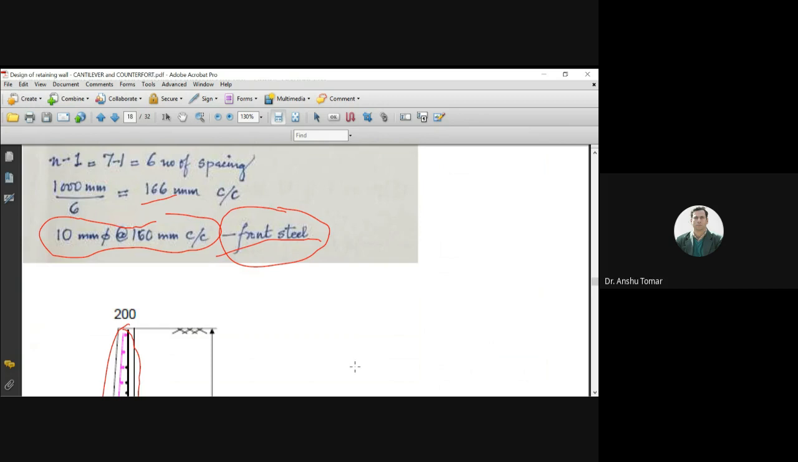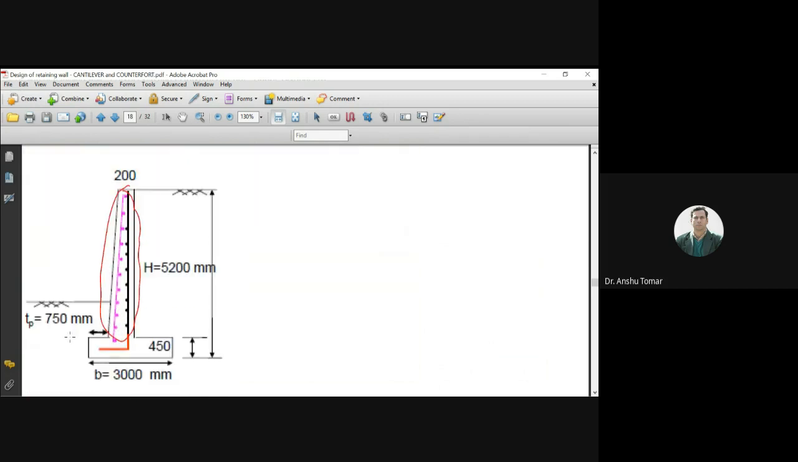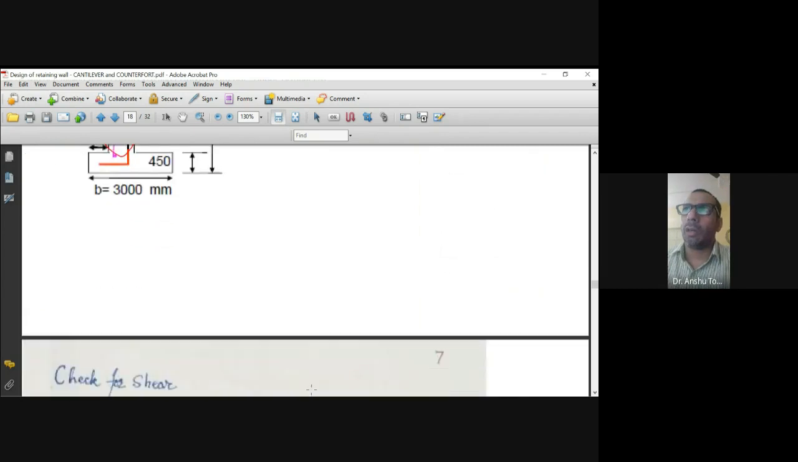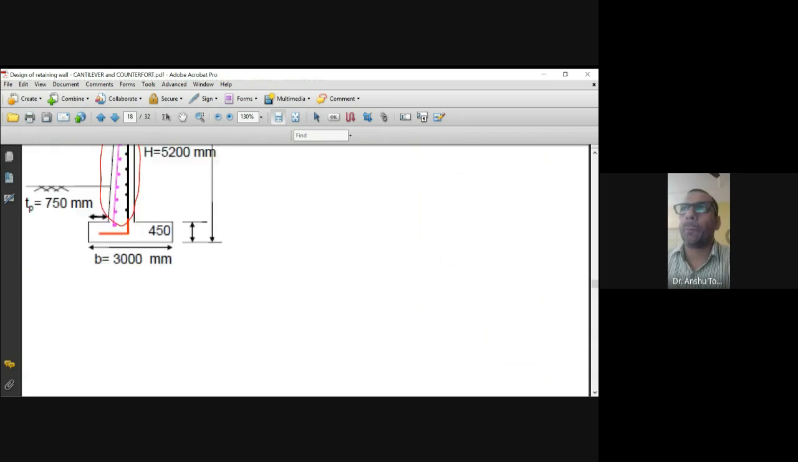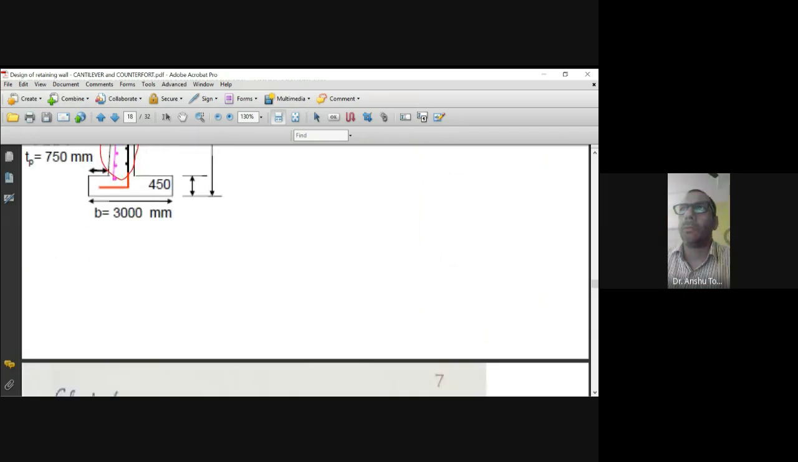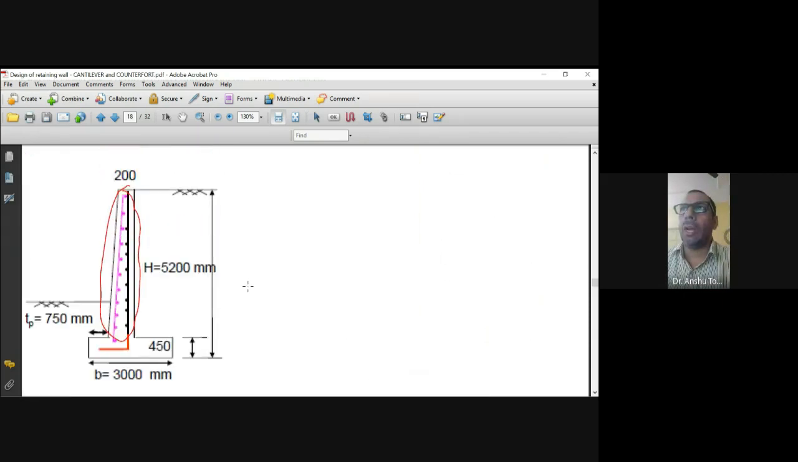it as, so this becomes your distribution steel in pink color. So I will once draw it again. Let me draw it.